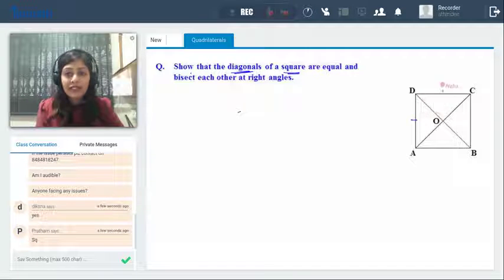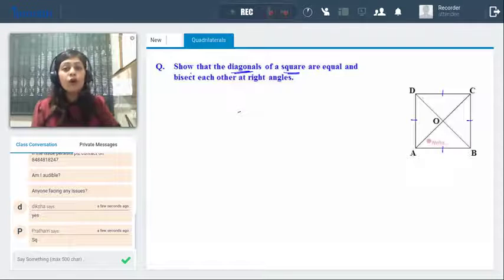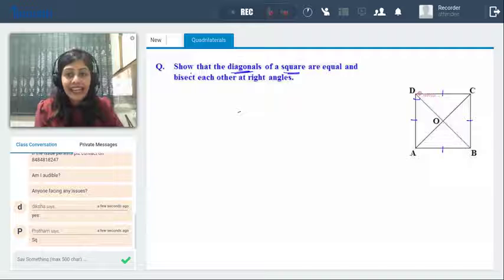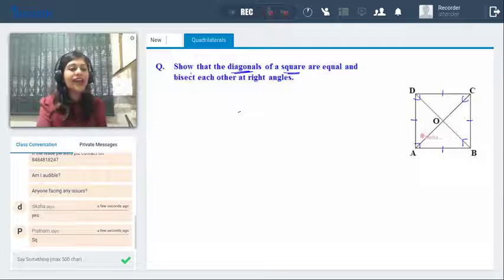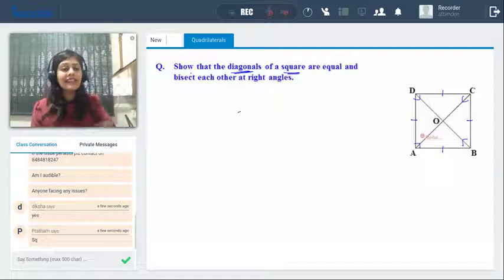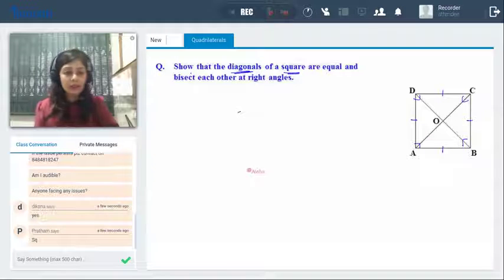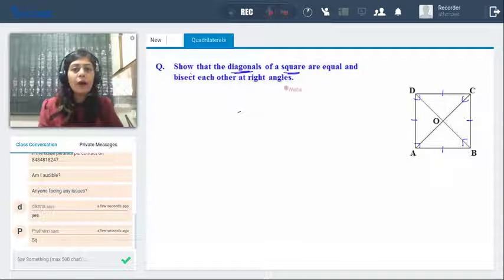Yes, all sides of a square are equal. So I'm going to mark all sides of a square equal. Also, what else do we know? Every angle of a square is a right angle. Yes, a square is a proper mixture of a rectangle and a rhombus. So you can say every square is a rectangle, every square is also a rhombus, right? So those are the properties of a square.